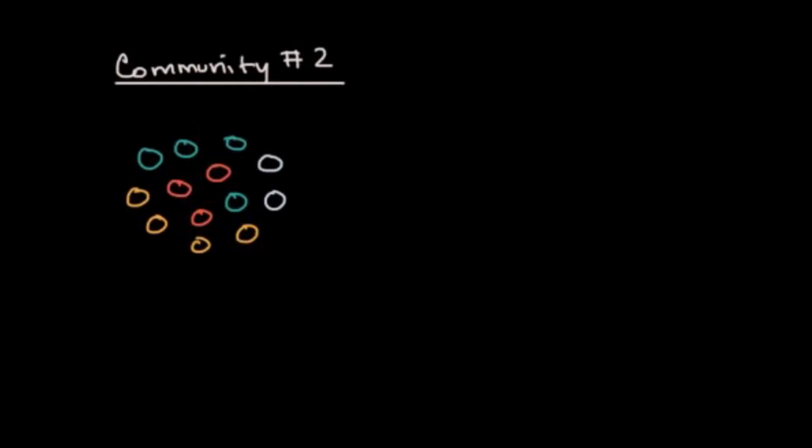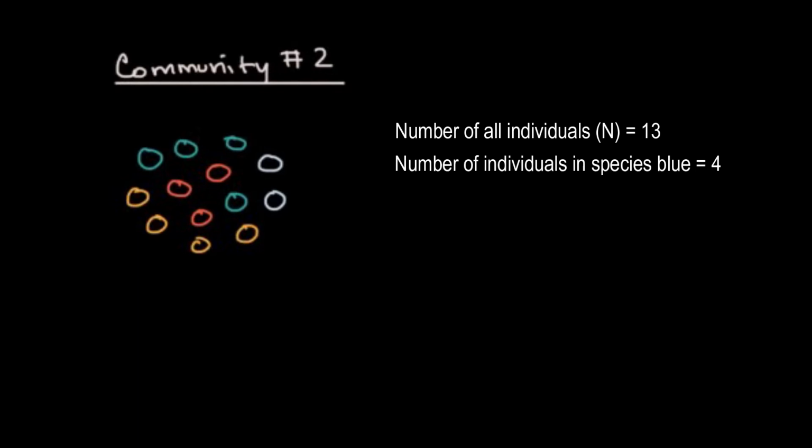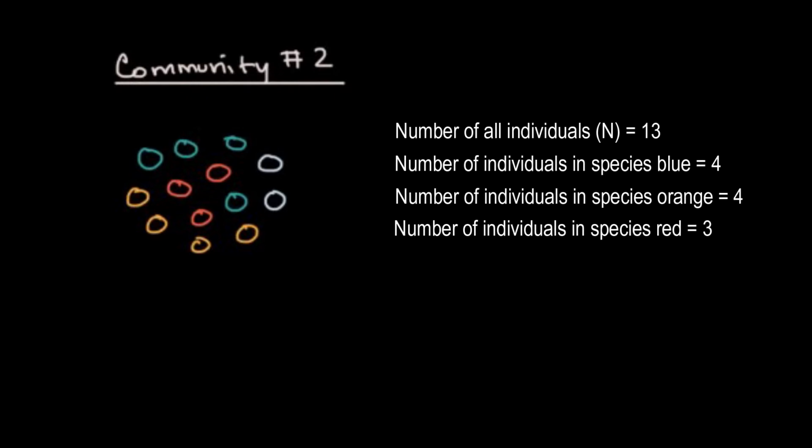Now, let's take a look at community number 2. Let's first calculate the number of all individuals. We got 13. Next, the number of individuals in species blue, which is 4. Next, the number of individuals in species orange, which is 4. Next, the number of individuals in species red, which is 3. And the last one, the number of individuals in species white, which is 2.